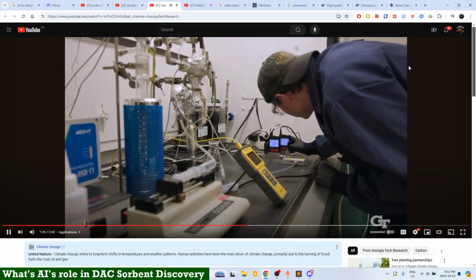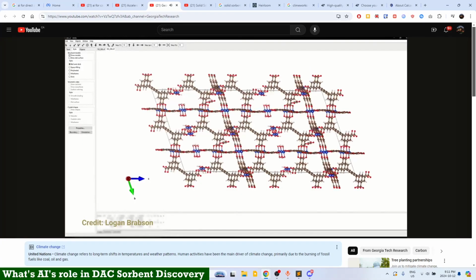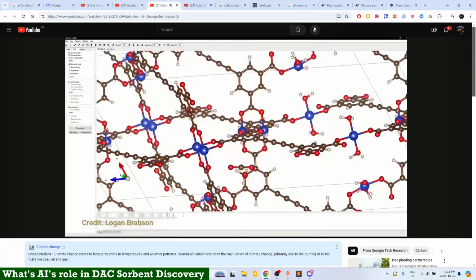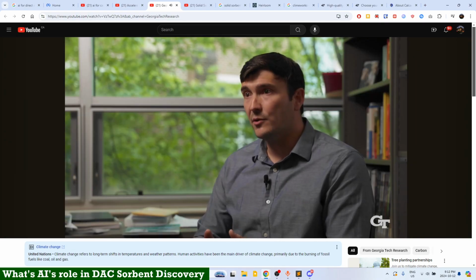The way that this database might be used is for engineers who are trying to design direct air capture or other kinds of carbon capture processes. And so they might use this database either just searching through the database, or they might use the AI models. And I think that's where it gets really exciting because now they're not confined to the specific materials or structures that we have in the database.